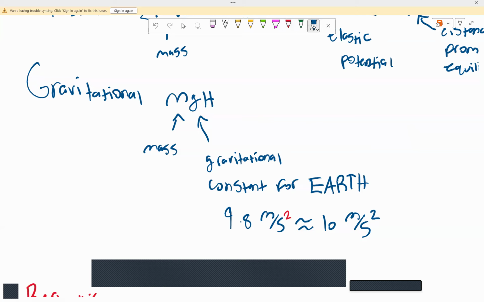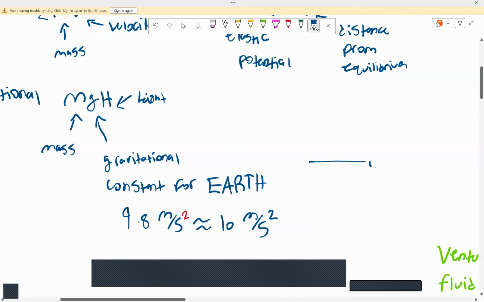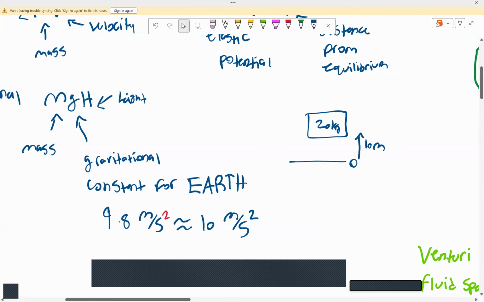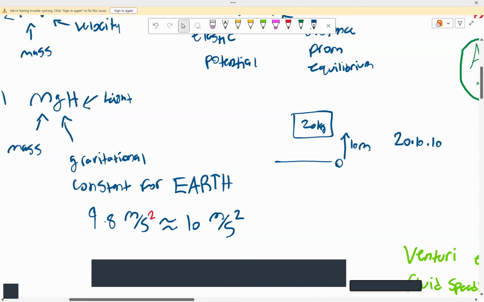Then h is height, similar to the spring constant. It's how far above zero or the Earth you are. So let's say this box is 20 kilograms and it's 10 meters above the ground. Let's do meters, not feet, because everything has to cancel. So it'd be 20 times 10 times 10. There you go. That would be your gravitational potential energy.